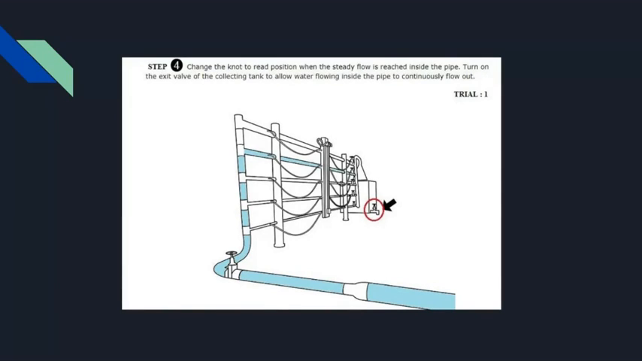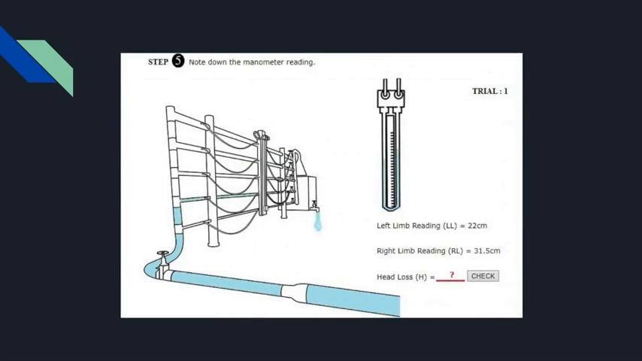As soon as the steady flow is achieved, the knob of the manometer is changed to read position. Now, the exit valve of the collecting tank is also turned on so that the water inside the pipe can continuously flow out. At this point, manometer readings are recorded. Left limb reading and right limb reading are taken and head loss is calculated as per the requirement.